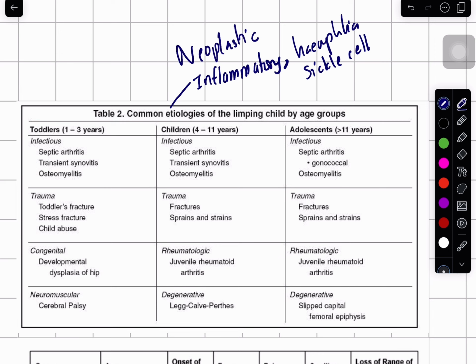We have to remember the basic pathology for the etiology, and then you can exclude the DDs. Then you can look at this table and remember some few causes of infections, traumatic and congenital and neuromuscular, as well as neoplastic, inflammatory, hemophilia, those things as DDs. I think you can go through this chart later.